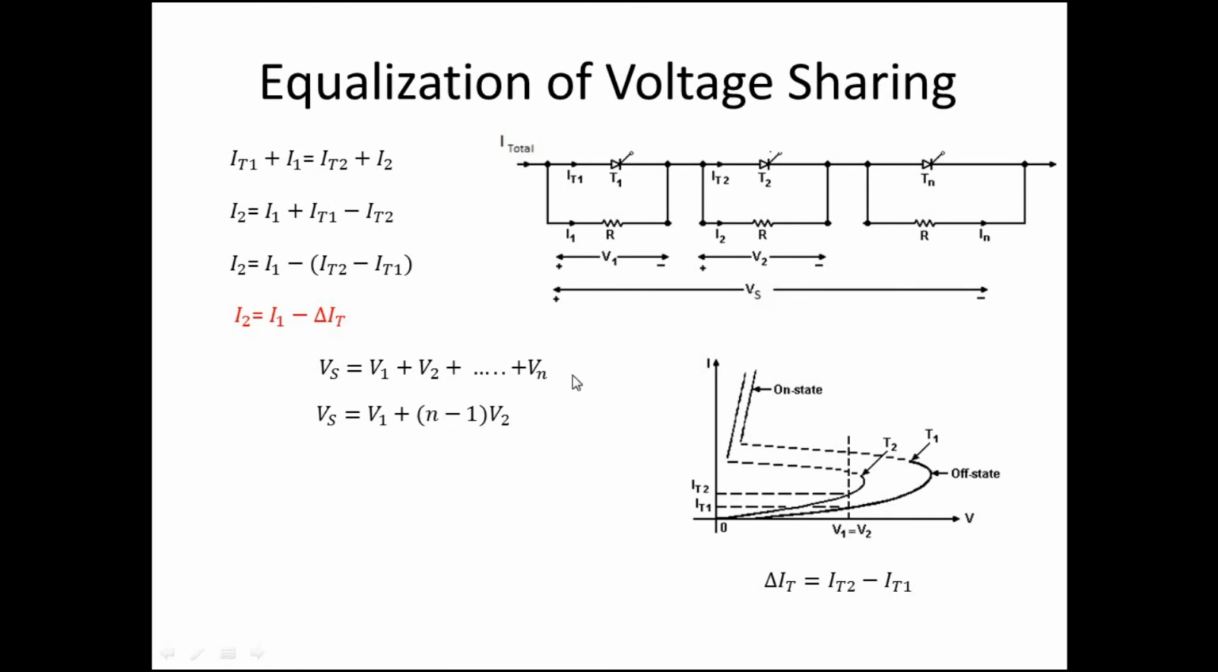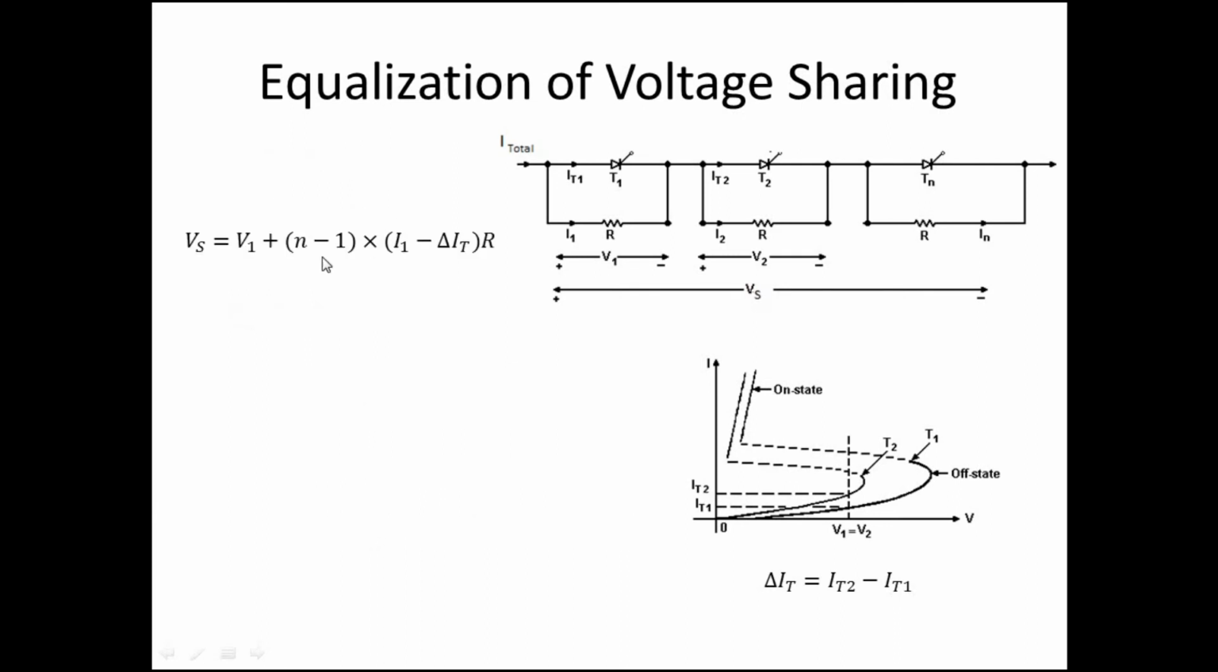So again V2 is actually the voltage across this, and this voltage is the same as the voltage across R. So voltage across R is I2 into R, the V equals IR formula. So we can write V2 equal to I2R, so the equation will become like this. Again I2 can be replaced by this equation, I1 minus delta IT, so we'll get (I1 minus delta IT) into R. So this is the equation.